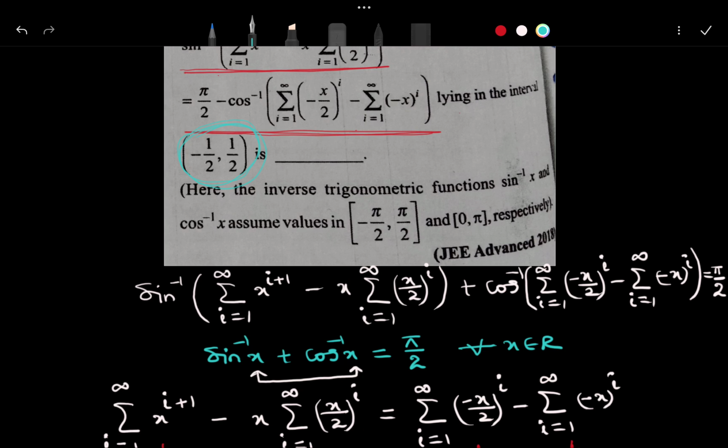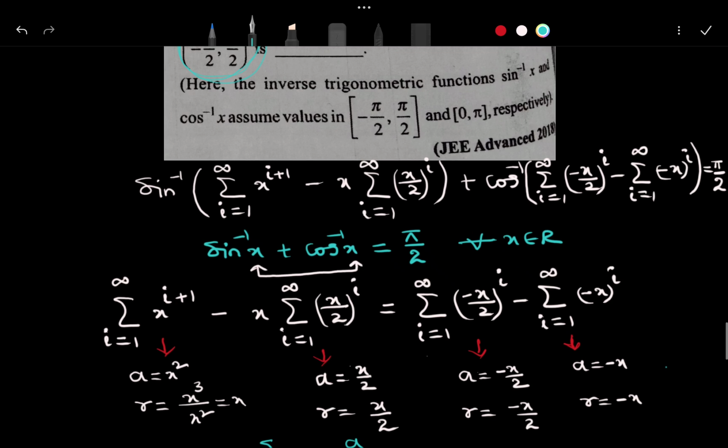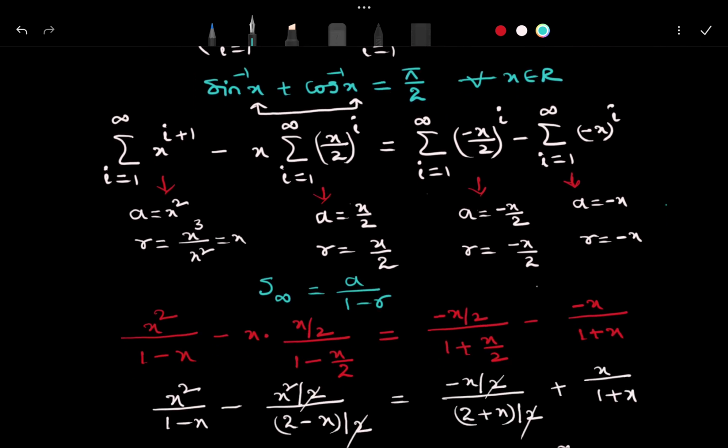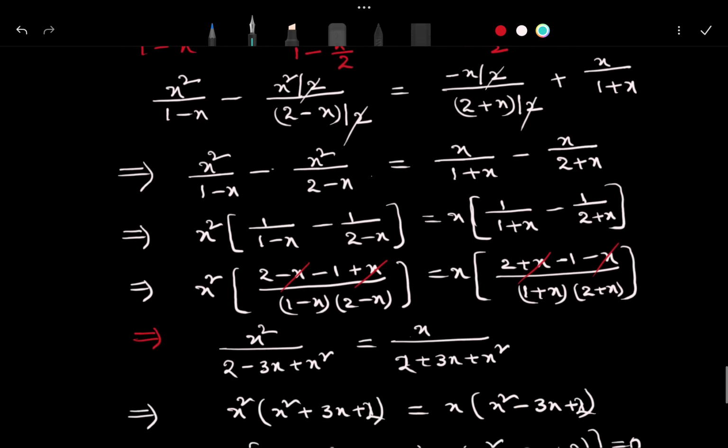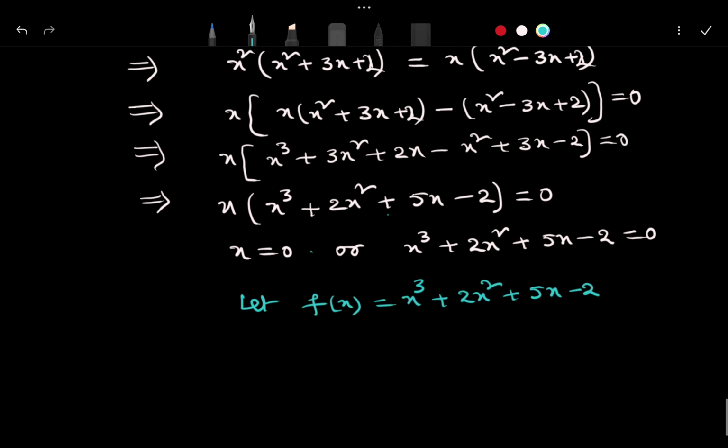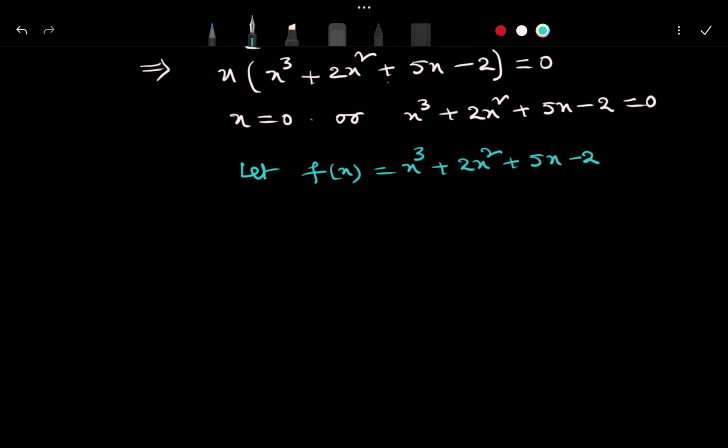So now, substituting minus 1 by 2 and plus 1 by 2, you have to see whether the output will be positive or negative. It is very simple; you can do this using the graphical method. So f of 0 is equal to minus 2, so this value is less than 0.